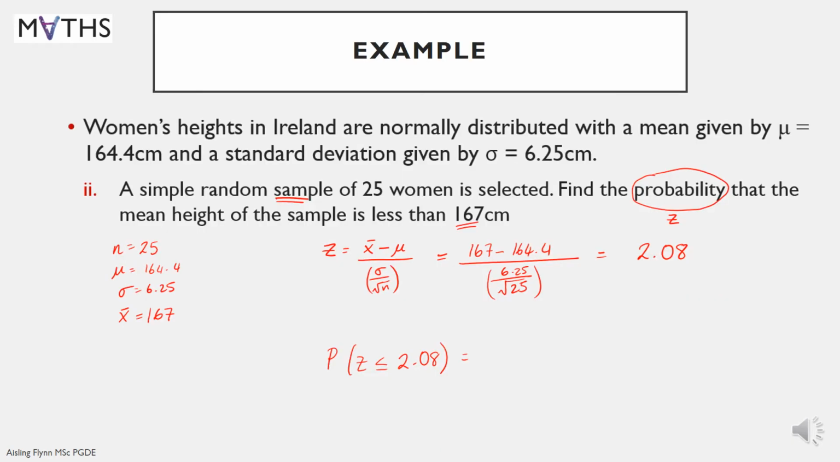So the result we got was 0.9812, or 98.12%. So it says that the chances of the sample mean being smaller than 167 centimeters is very high, 98.12%.